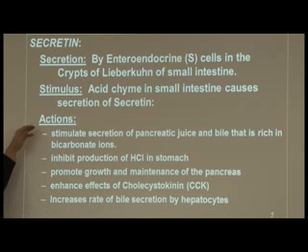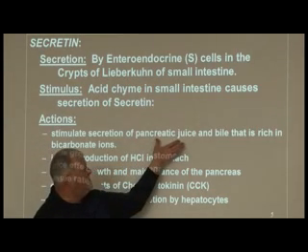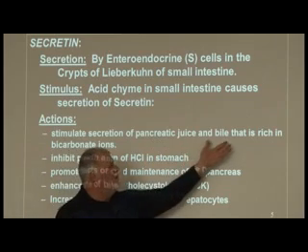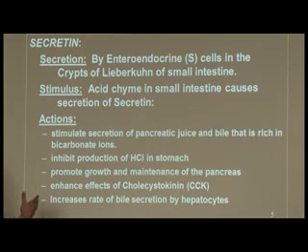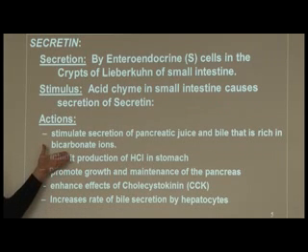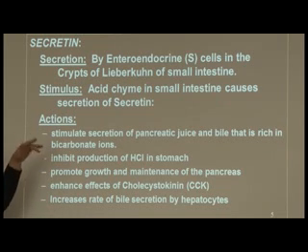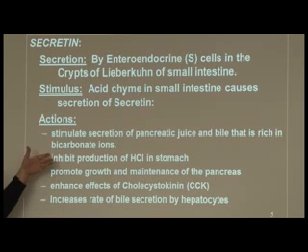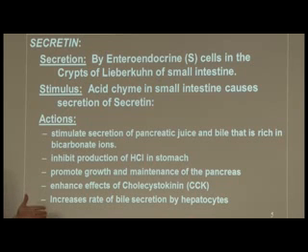One of the things that secretin is going to do is stimulate the secretion of pancreatic juice and bile juice. Remember, pancreatic juice is a product of the acinar cells in the pancreas, and bile is a product of hepatocytes in the liver. They produce bicarbonate ions, and bicarbonate is a very important buffer. So as this acidic chyme enters the small intestine, we get the increased secretion of pancreatic juice and bile and the movement of bicarbonate into the lumen of the small intestine to act as a buffer.